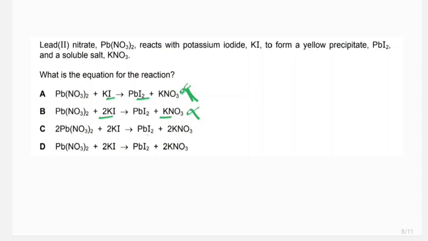The third one, the lead is 2 here, the lead is only 1 here, wrong. Here lead is 1, iodine is 2, nitrate is 2, and potassium is 2. So that's the right answer.